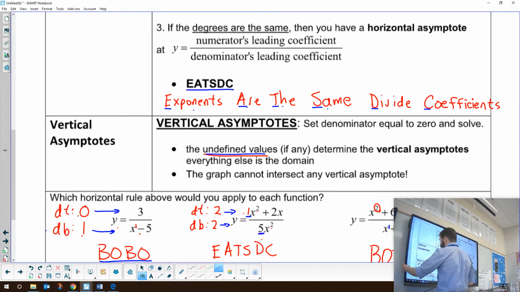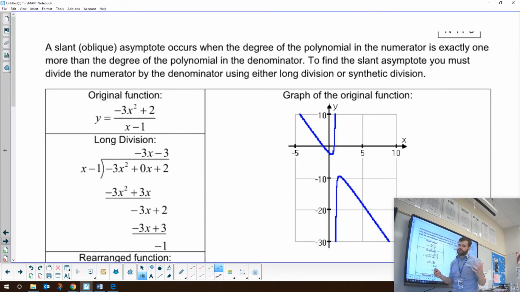Okay, so with that in mind, let's turn the page and talk about what happens if there is no horizontal asymptote. Now, if there is no horizontal asymptote, sometimes it creates what's called a slant asymptote. A slant asymptote occurs when the degree of the polynomial in the numerator is exactly 1 more than the degree of the polynomial in the denominator. To find the slant asymptote, you must divide the numerator by the denominator using either long division or synthetic division. Now, we're just going to focus on long division.